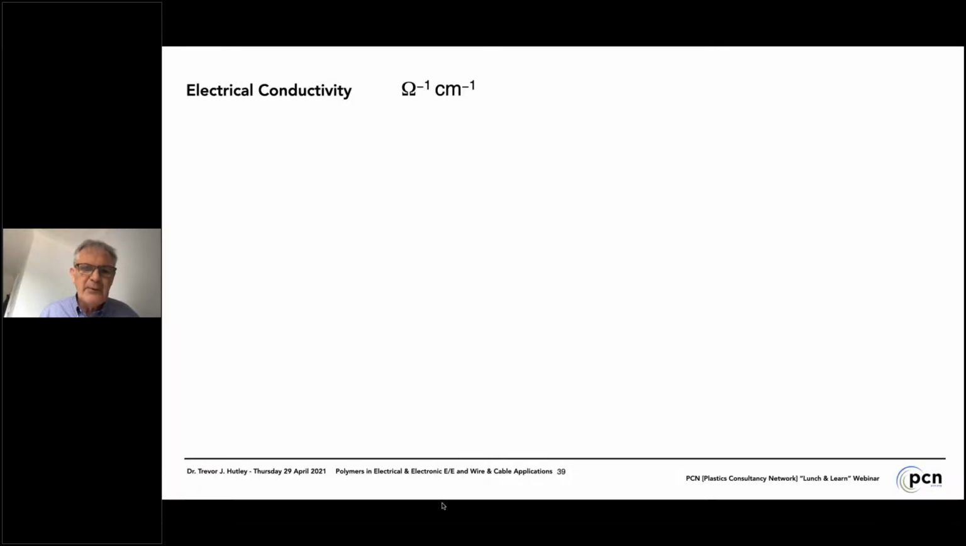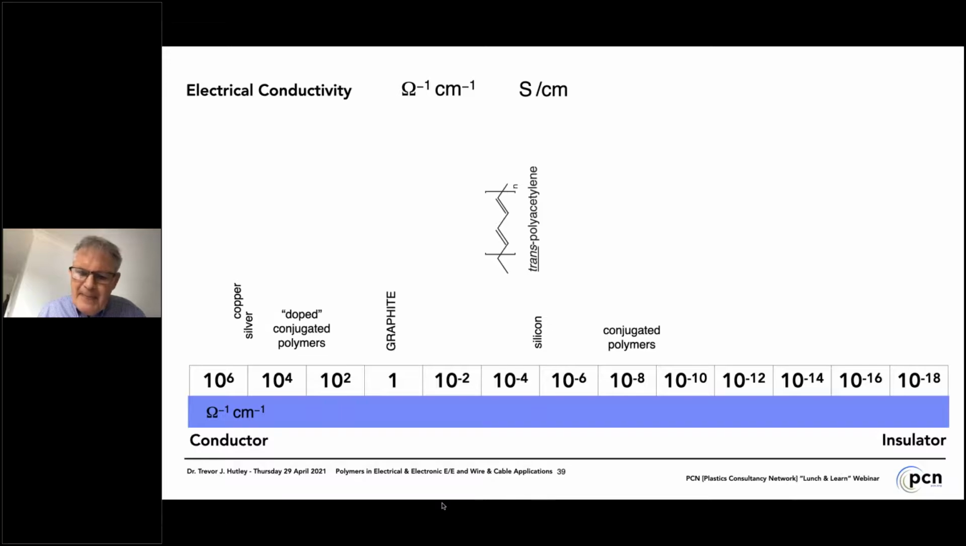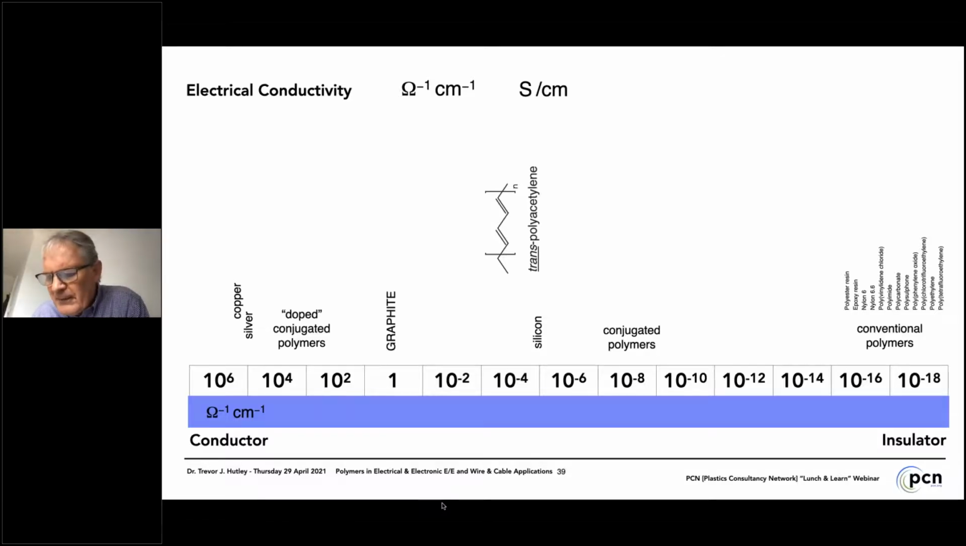We'll have to move quickly through these, but electrical conductivity is key. I made an image here of the spectrum of electrical conductivity from conductor on the left right through to insulator on the right, and we can put metals on there, we can put conjugated polymers that have been doped on there, and conventional polymers over on the right. As we all know, conventional polymers are insulating materials, and they have various levels of insulating properties, which are listed there in the order of insulating capability. And of course, PTFE is right out there on the right-hand side.